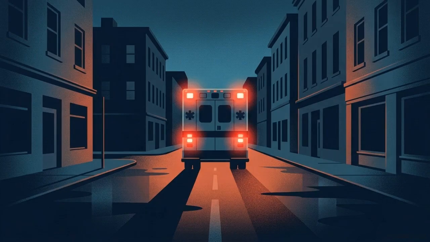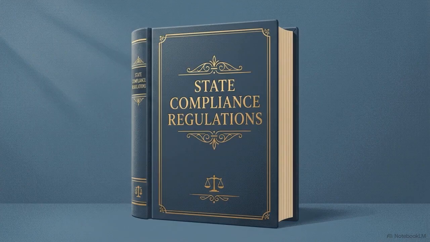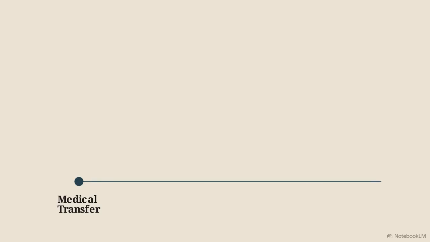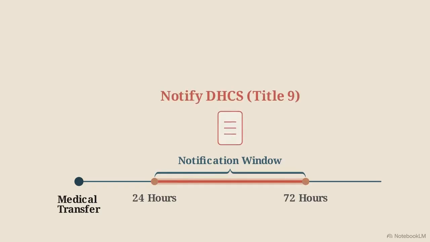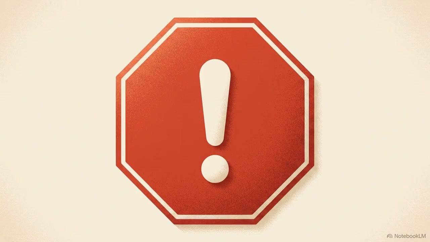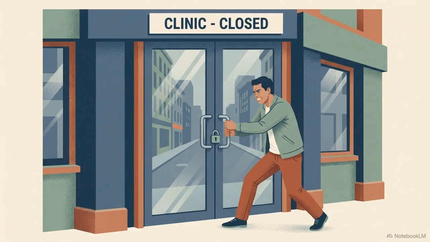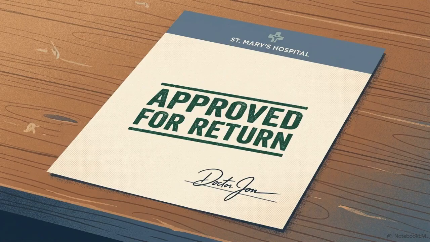After the client is safely in the hands of EMS, we move to post-emergency paperwork. eMend operates under strict California DHCS Title IX behavioral health standards, which dictate what happens next. Under state regulations, anytime a medical transfer occurs, you are required to officially notify DHCS within 24 to 72 hours. This brings us to a final critical failure point. Occasionally, a transferred client will attempt to leave the hospital against medical advice, or AMA, and try to return directly to our facility. The rule here is absolute.